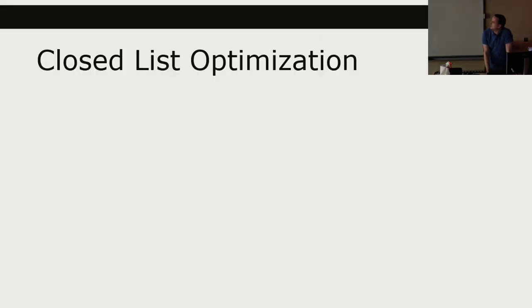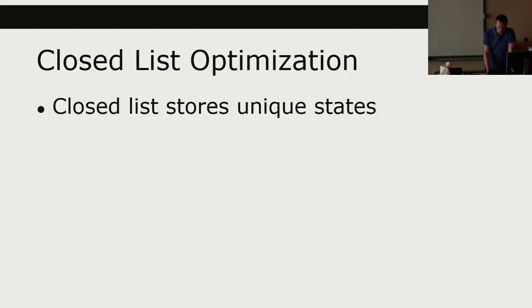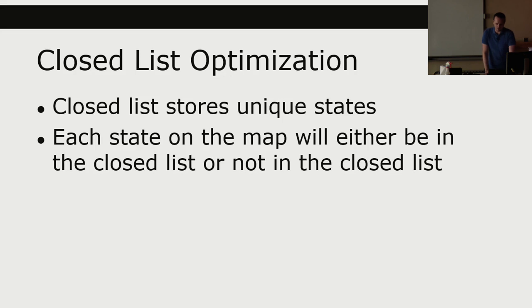Next, a closed list optimization. You can do this for assignment 1 if you want, but it is absolutely not necessary. Closed list stores unique states. So if we think of a closed list, we're just thinking of, is this thing in the closed list? So it wouldn't make sense for us to have more than one of a particular state in the closed list, right? So if state 2,3 is in the closed list, it doesn't matter if there's 1 in the closed list or 30 of them in the closed list. We just need to know, is it in the closed list? Meaning, has this state been expanded before?